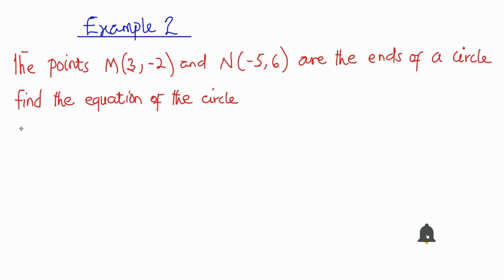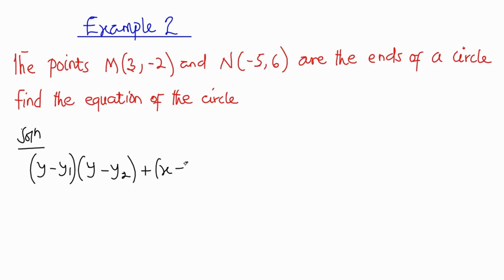Now let's solve. So you have been given the ends of the diameter, and we are saying that to find the equation of a circle given the ends of the diameter, we are going to use the formula (y minus y1) multiplied by (y minus y2), plus (x minus x1) multiplied by (x minus x2), which is equal to 0.